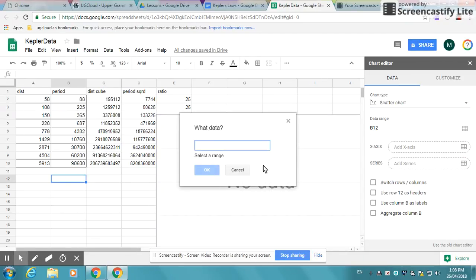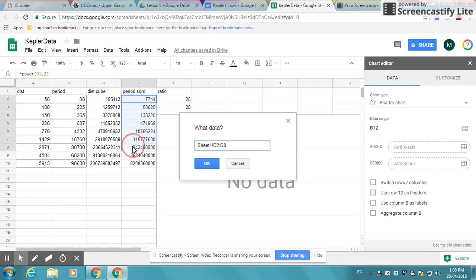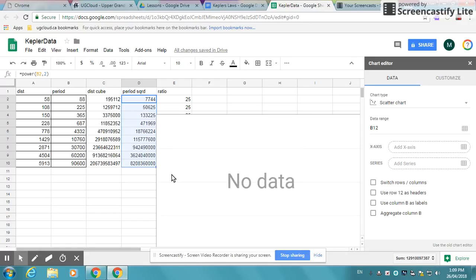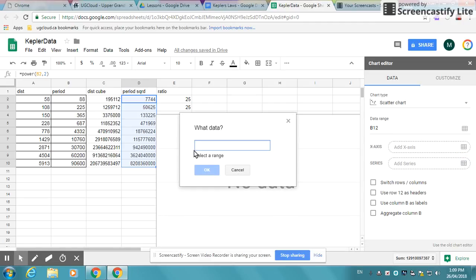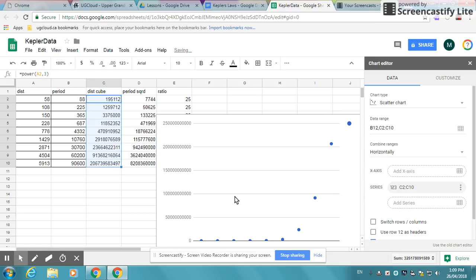So I do this, and I can either type it in, or I can click and drag and pick out the period squared, which is going to be our x-axis. Then I'm going to pick out the first series, which is the distance cubed, and that will be the y-axis. Click OK. We get a graph.